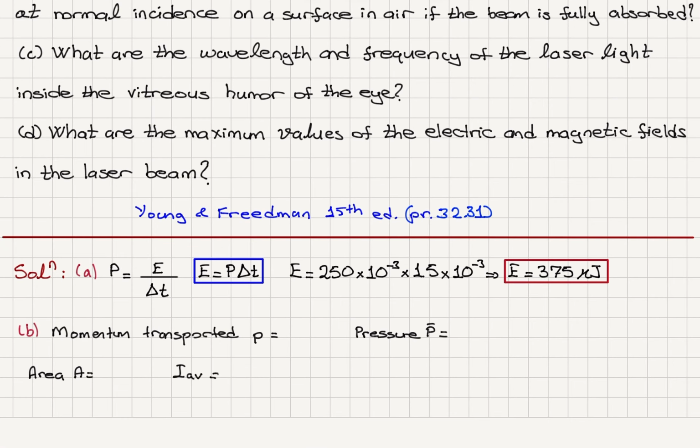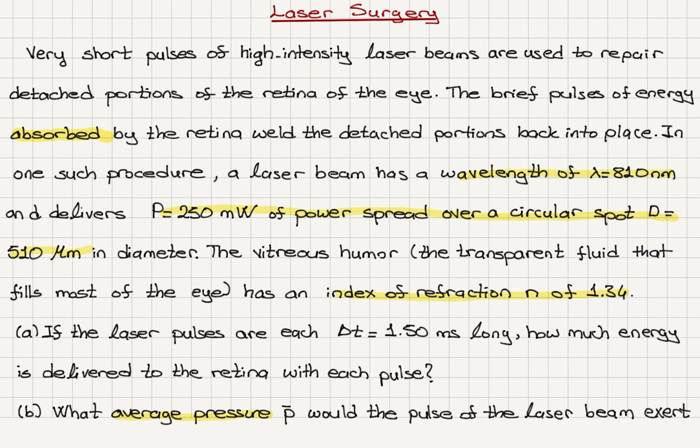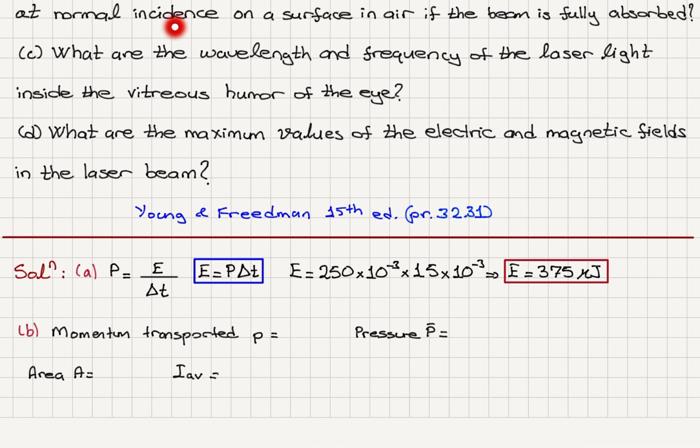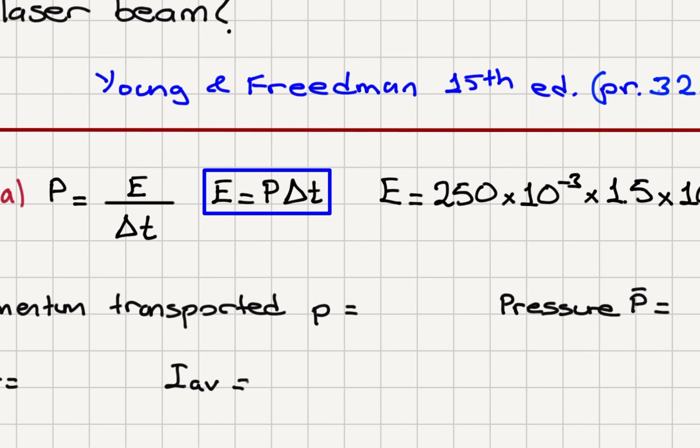All right, let's move on to part B. What average pressure, P bar, would the pulse of the laser beam exert at normal incidence on a surface in air if the beam is fully absorbed? So we know that the beam is fully absorbed by the vitreous humor. Okay, now what is the momentum transported by an electromagnetic wave?